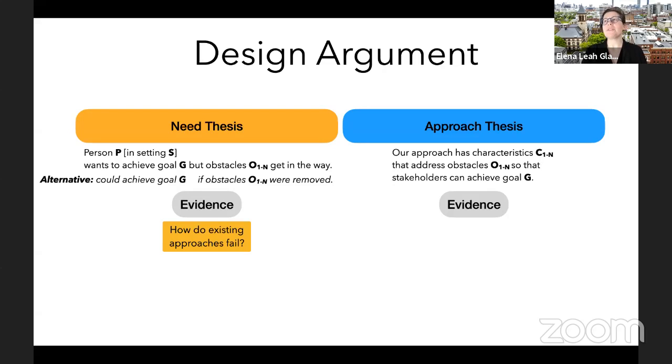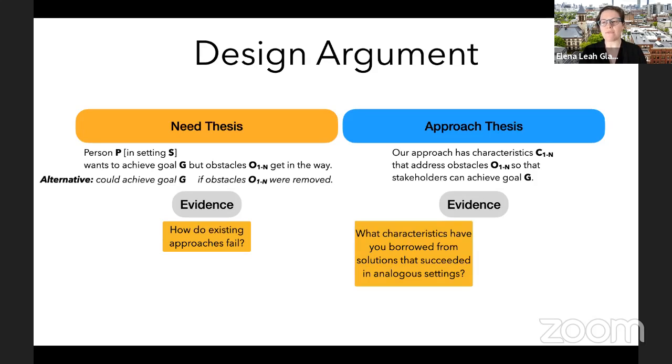And then we have our approach thesis, right? So this is essentially a set of one or more characteristics that we hypothesize will help people get around the obstacles to the goal. So evidence could be in the form of evidence that you're right to invest in that hypothesis, which will of course require a lot of building to test, potentially with higher and higher fidelity prototypes, would be that these characteristics have been borrowed from solutions that succeeded in analogous situations, right? So if you're considering a new language component, like, well, people in CSS were able to use this effectively, right?